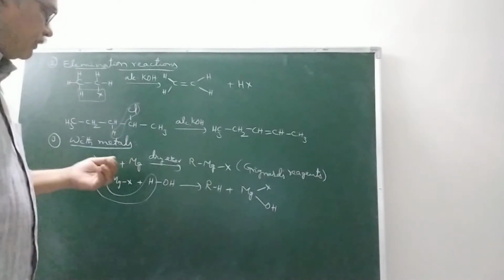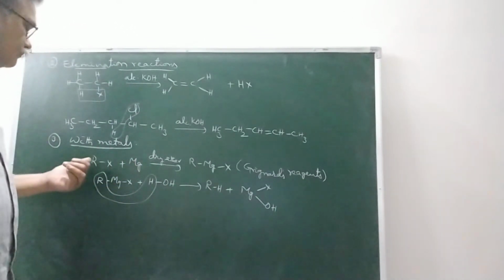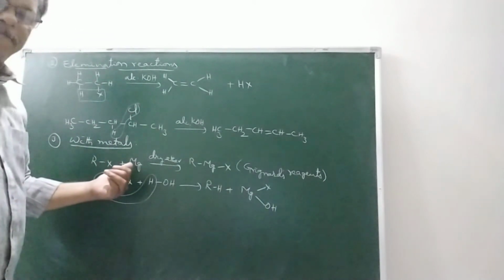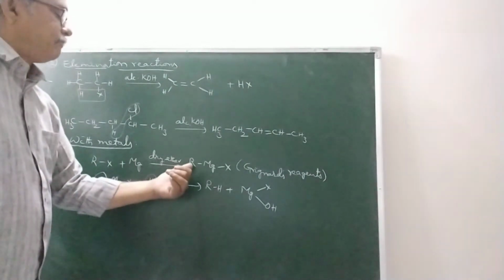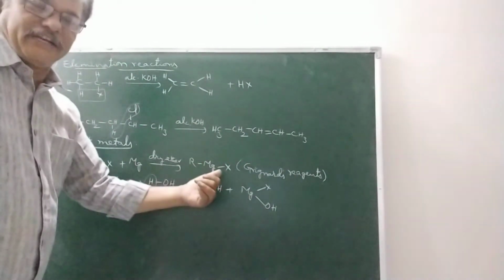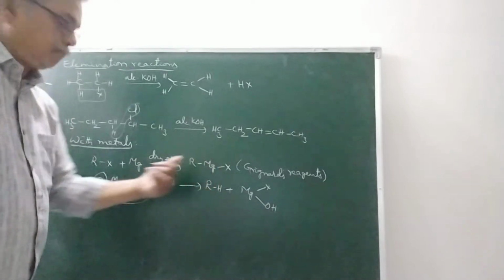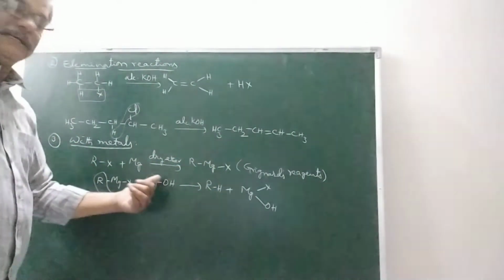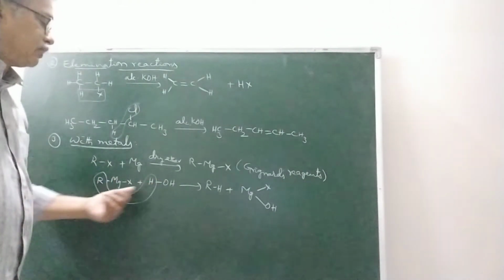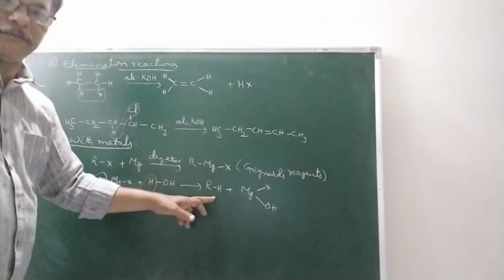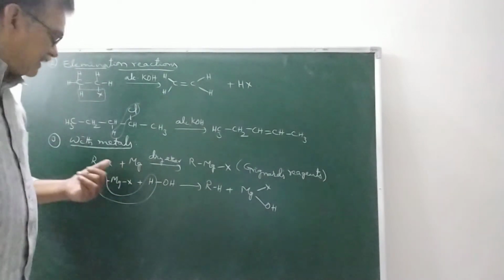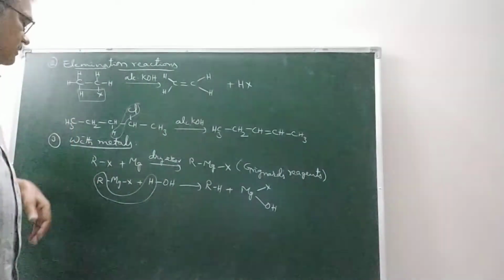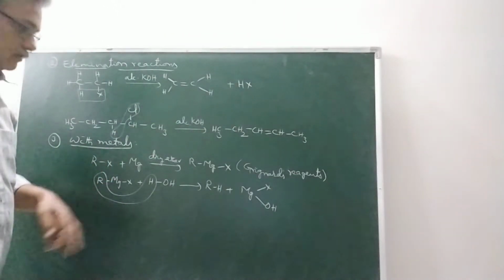For example, if we want to prepare methane, methyl chloride or methyl bromide or methyl iodide is treated with magnesium. Then we will get methyl magnesium chloride, bromide or iodide. When this methyl magnesium halide is hydrolyzed, the methyl group and hydrogen combine, that is methane is formed. If we want to prepare ethane, we have to take an ethyl group in the alkyl halide. So this is a reaction with magnesium.